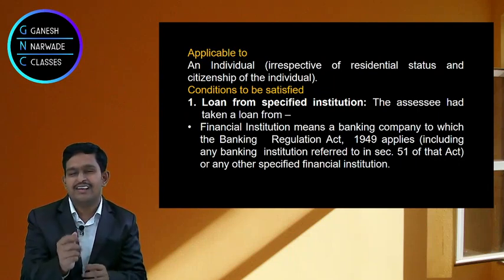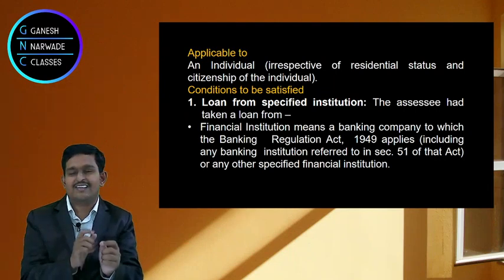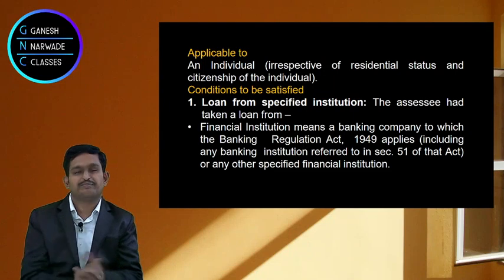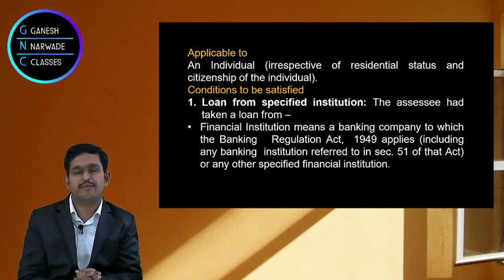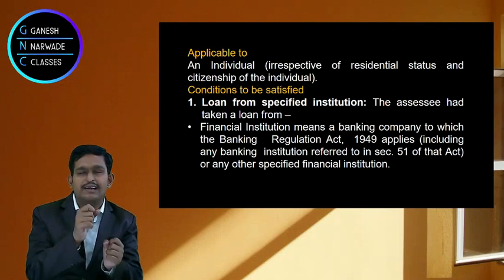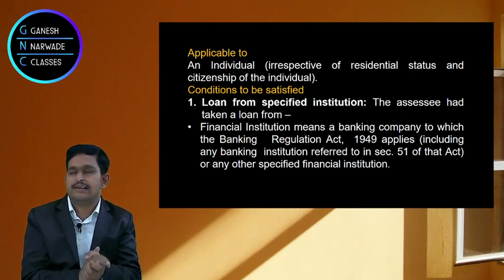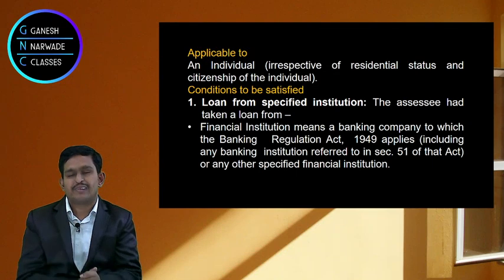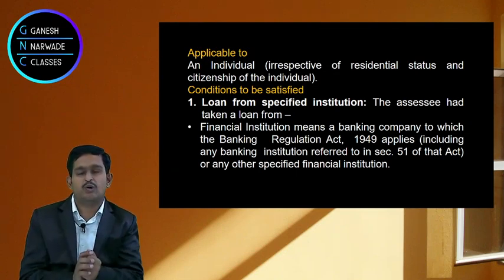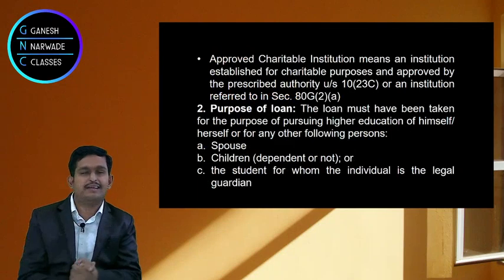These are examples only, right? So any bank which is covered under the Banking Regulation Act 1949, or there is one section, section 51 of the same Banking Regulation Act. If any institution is covered under that, then you will get the deduction. Now, next thing is, if you take the loan from approved charitable institutions.